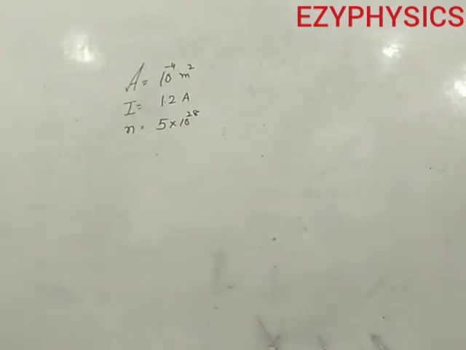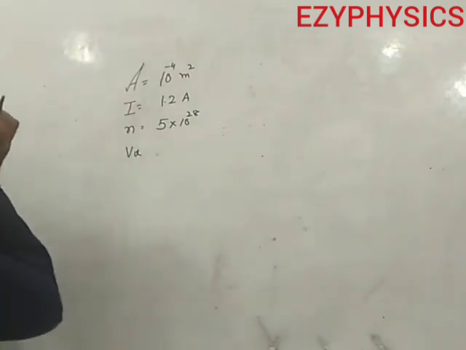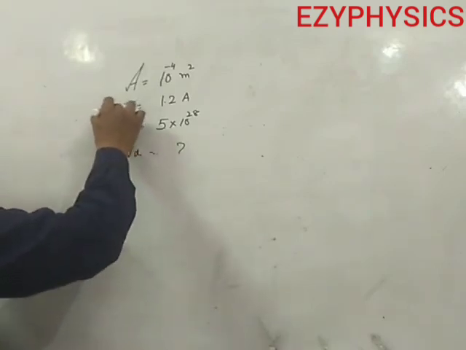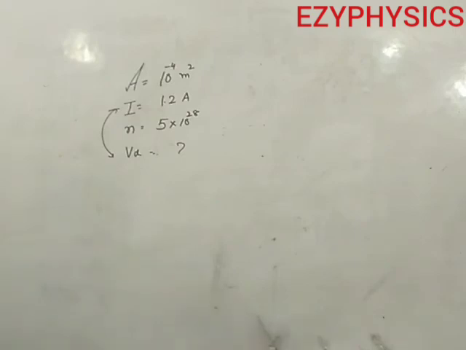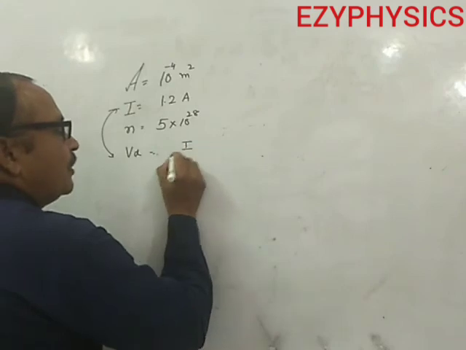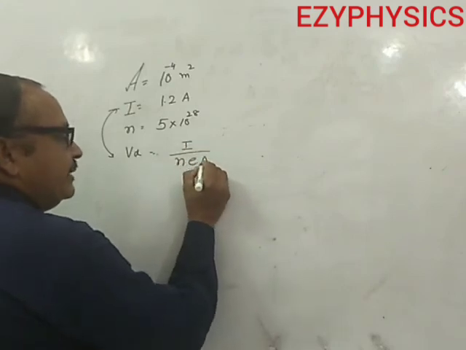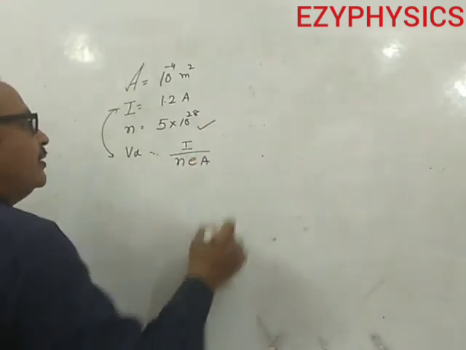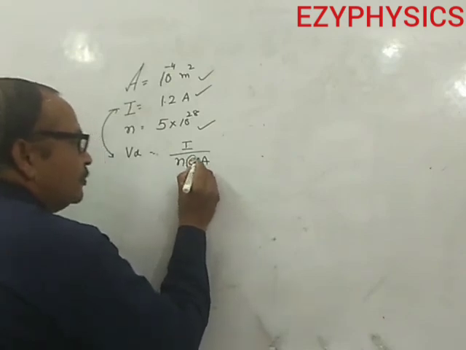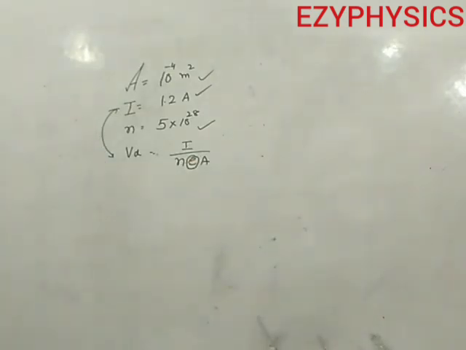Then calculate the drift velocity of the electron. You have to find Vd. As simple as that. Because current is known and we know the relation between them. So I is equal to N E A into Vd. And what we will get? Vd is equal to I over N E and A. You have N, you have I, you have A, and also you know what is the charge on the electron. So you can easily solve this.